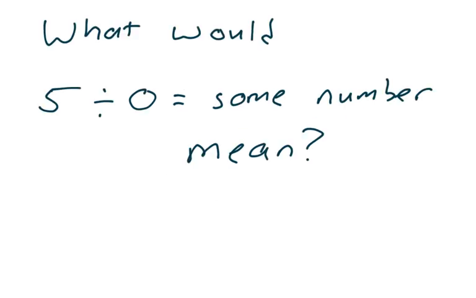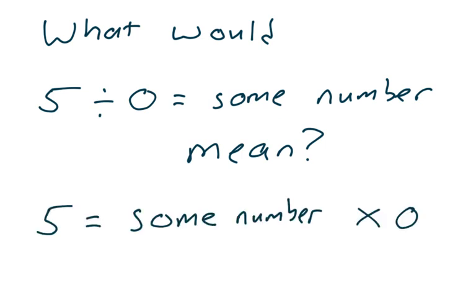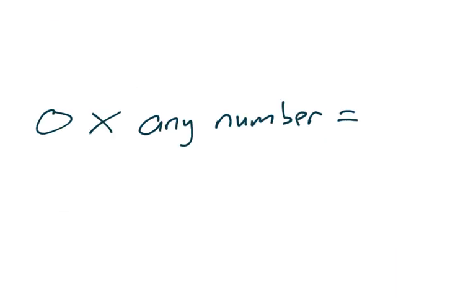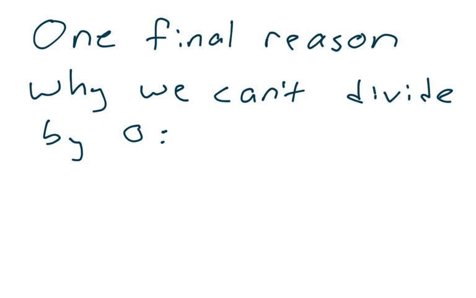Okay, so what would 5 divided by 0 equals some number mean if it meant anything at all? It would mean 5 equals some number times 0. But does that make any sense? Well, what does 0 times any number equal? It equals 0, so we can't get 5.